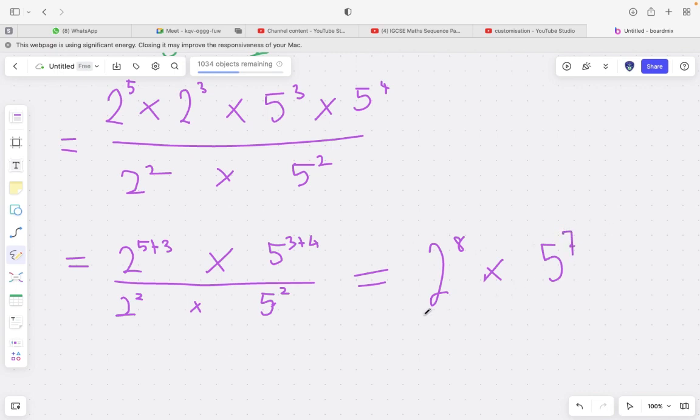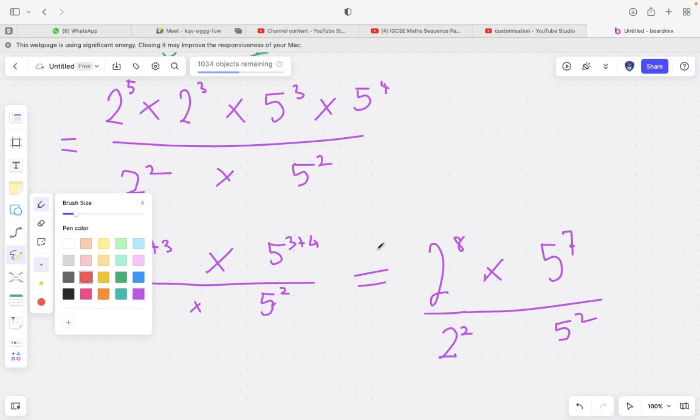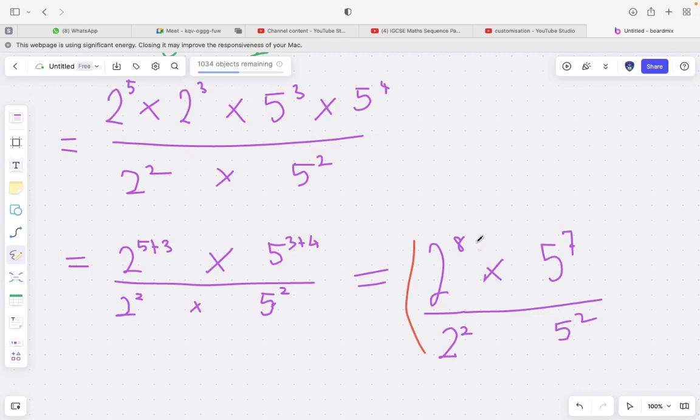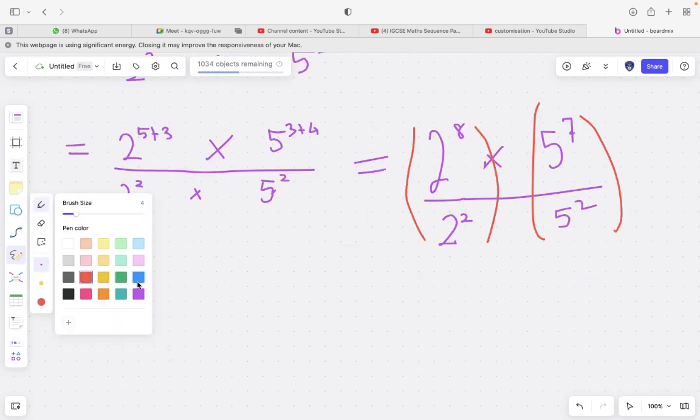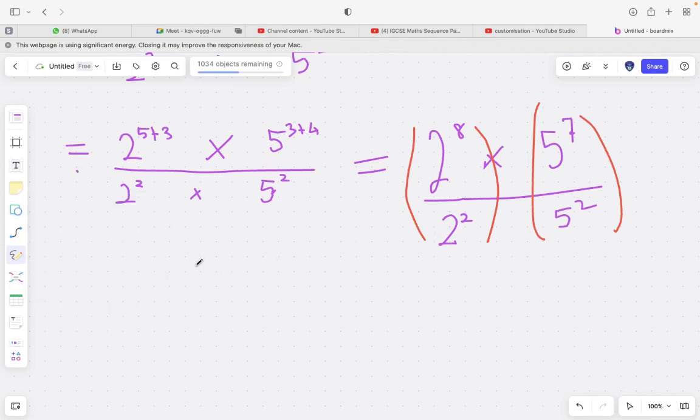Then over 2 to the power of 2 and 5 to the power of 2. Now what you observe here is that we can do division. We can apply the second law to this and this, and we can also apply the second law to this and this. If we apply the second law to each of these, this will become equal to 2 to the power of 8 minus 2.